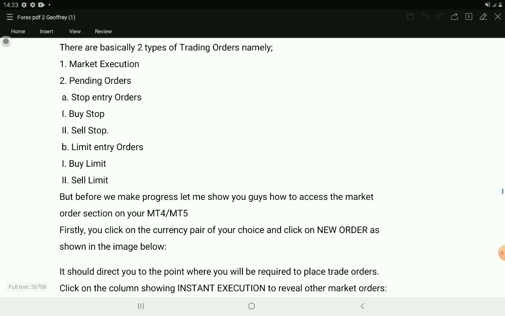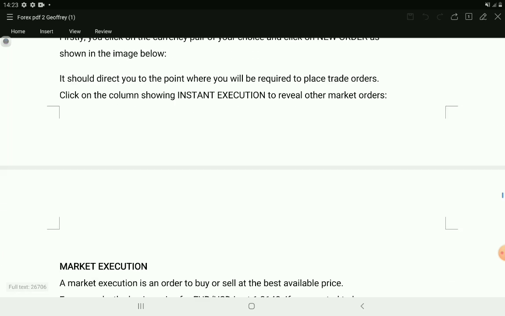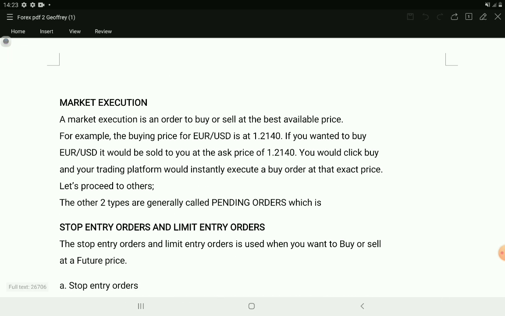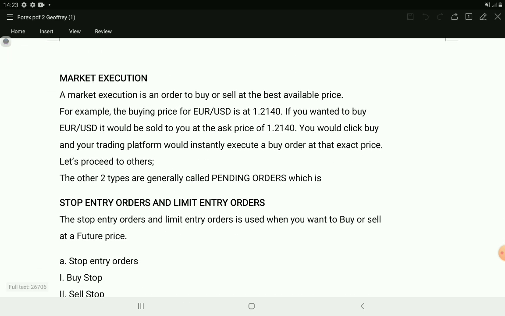Okay, let me explain this well. Like I said, a market execution is an order to buy or sell at the best available price. That is the price available at that particular moment. For example, you want to buy EUR/USD, and at that moment the value is 1.2140. Then your order will be entered at exactly this figure.